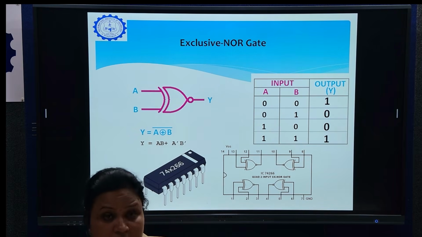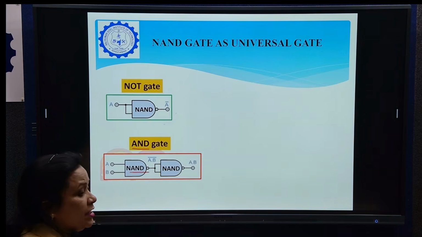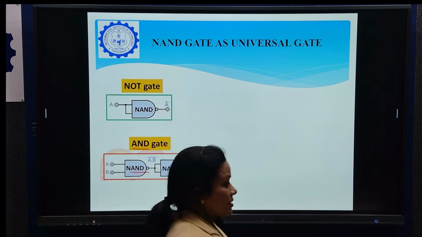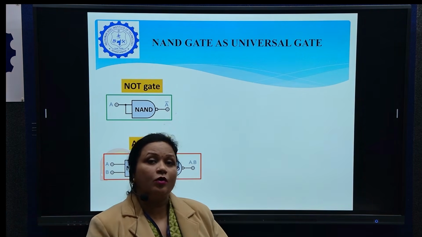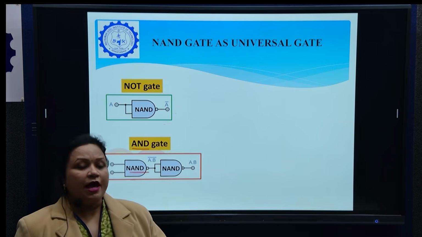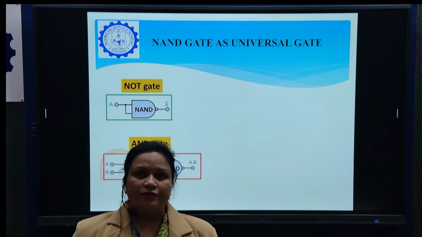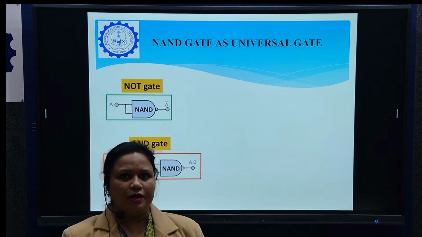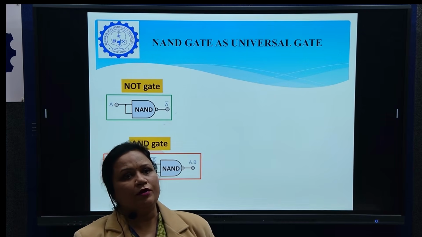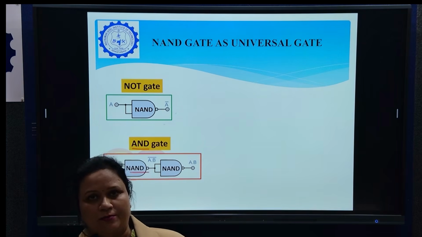Now next we will study how the NAND gate works as a universal gate, that is how it is going to implement all the other gates. Suppose we have got only the IC of NAND gate, 7400, we only have that IC and we have to make an OR gate from that IC.